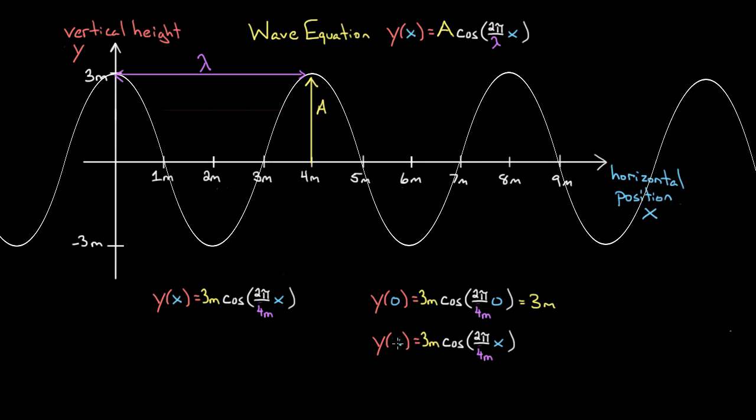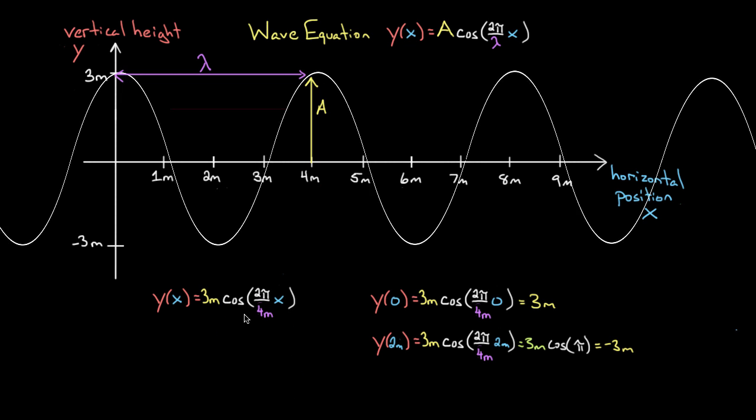Let's try another one. Let's say we plug in a horizontal position of 2 meters. If I plug in 2 meters over here, what do I get? So this is going to be 3 meters times cosine of, well, 2 times 2 is 4, over 4 is 1, times pi. So it's going to be cosine of just pi. And the cosine of pi is -1. So I'm going to get -3 meters out of this, and that's true. The height of this wave at 2 meters is -3 meters. So this function's telling us the height of the wave at any horizontal position x, which is pretty cool. However, you might have spotted a problem. You might be like, wait a minute, that's fine and all, but this is for one moment in time. This wave's moving.